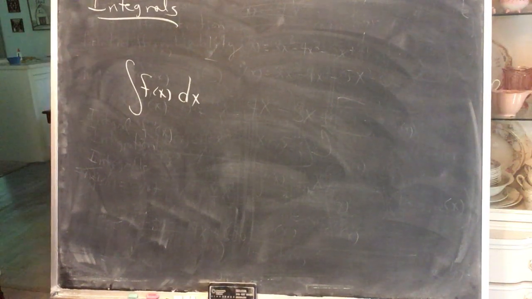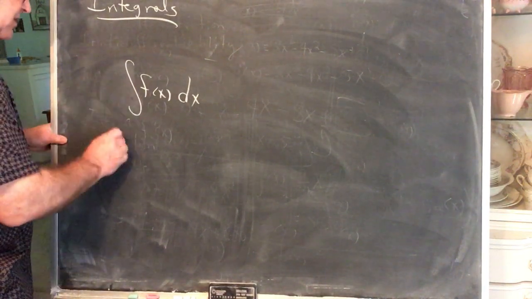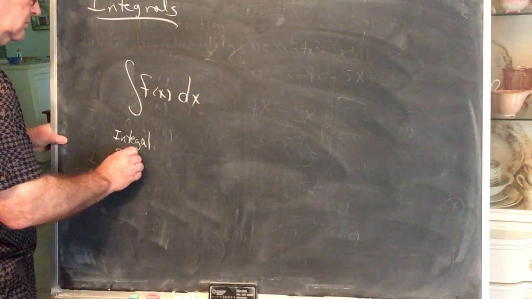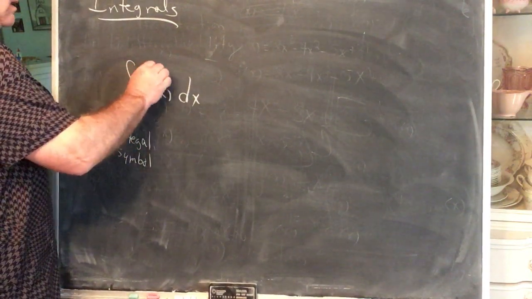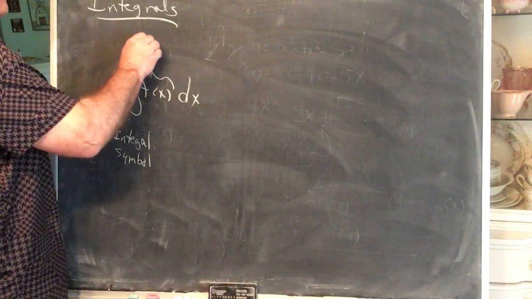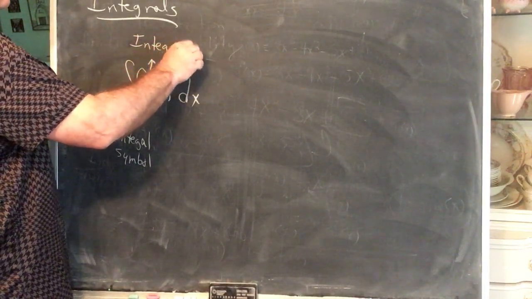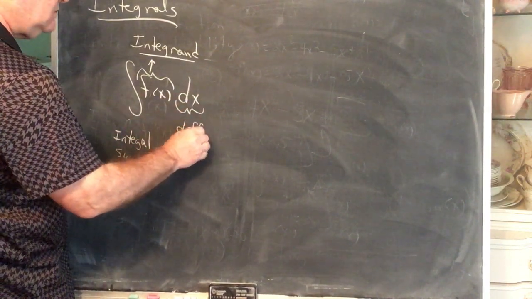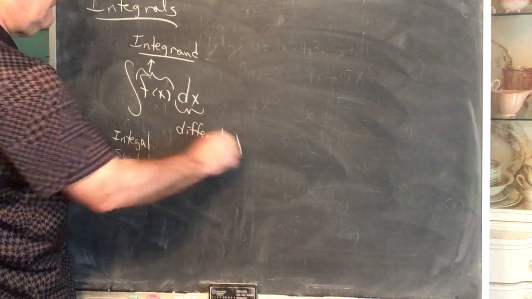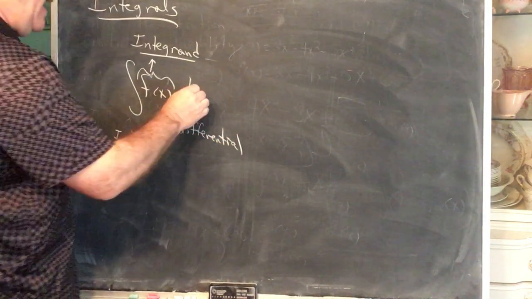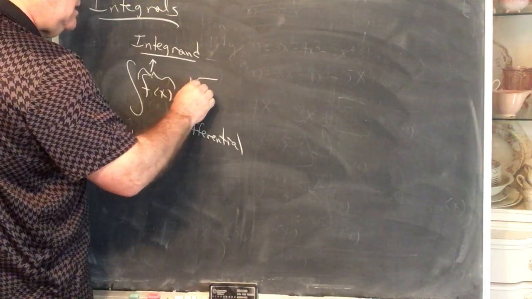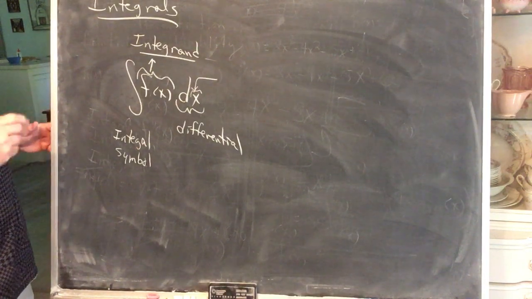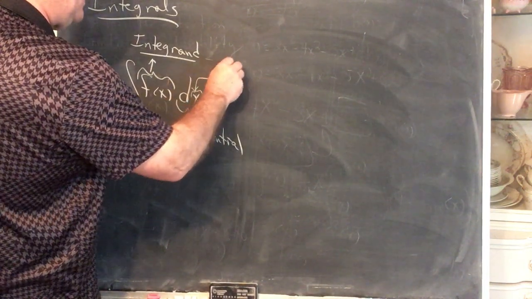So this is the standard symbol. This symbol is called the integral. The function is called the integrand. This is called the differential. All right? And this next piece, this little piece I'm going to write in green, this is not official, but this is a really good way to think of it. This is the variable indicator.